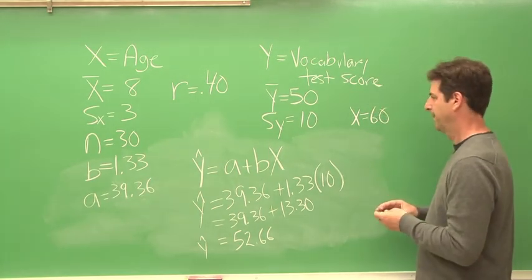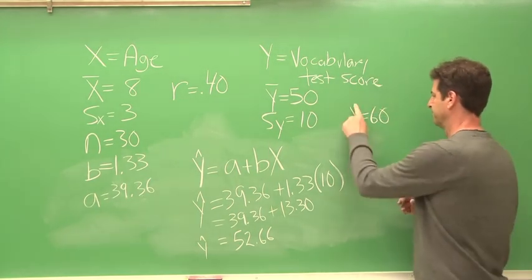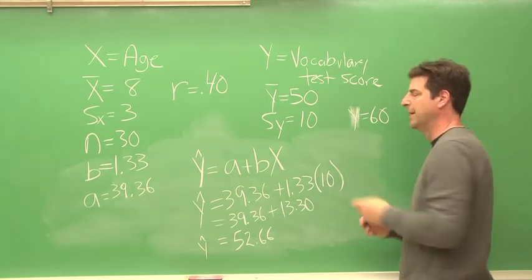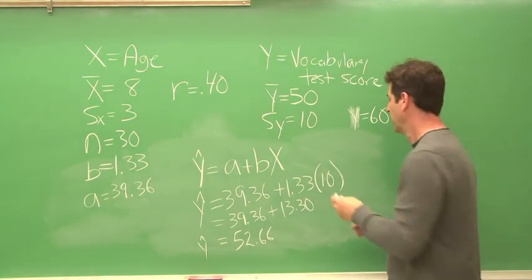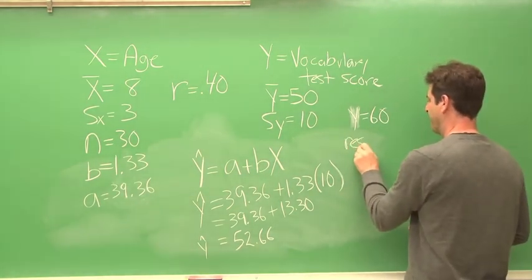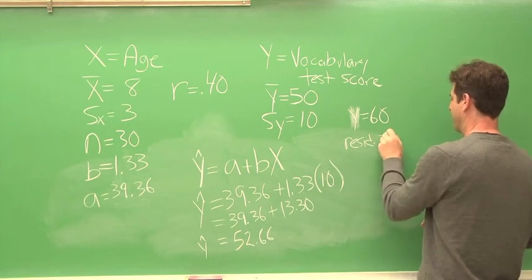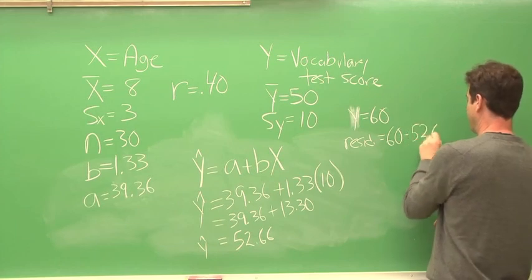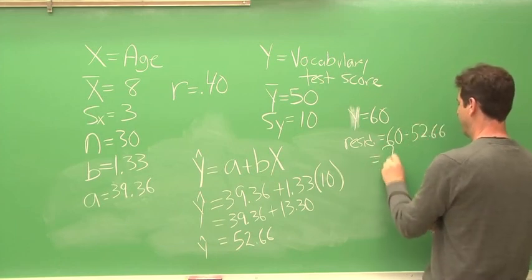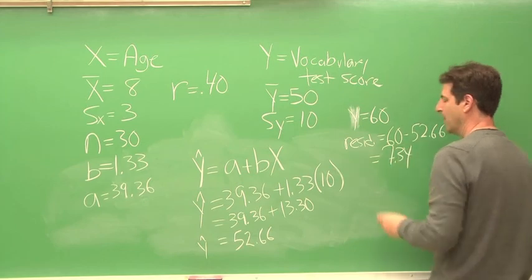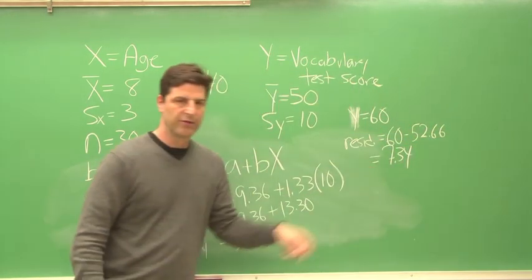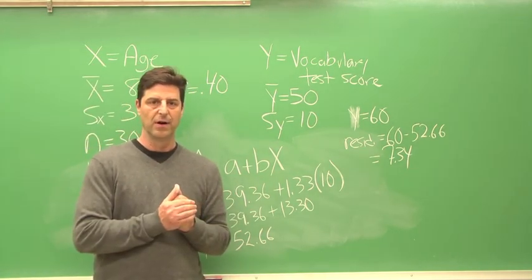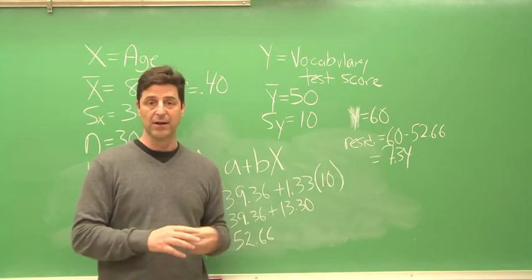Oops. That would be an individual y score, not an x score. So this residual would be 7.34. That is the difference between the observed value and the predicted value of y. And that is known as error.